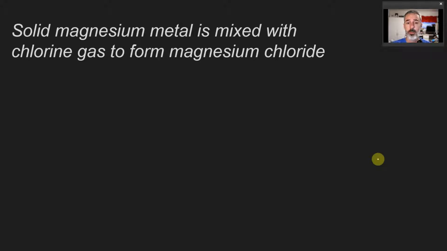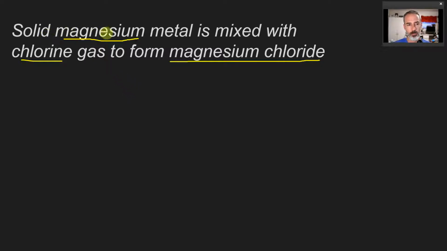Solid magnesium metal is mixed with chlorine gas to form magnesium chloride. Now obviously if we want to turn this into chemical symbols, the thing we need to notice is there are a number of actual chemicals in here. There's chlorine, there's magnesium, and it's a good idea to underline all those chemicals and make sure that you don't miss any of them when you're writing them down. The other thing I like to do is make sure I know where the plus signs and the arrows are, that sort of thing.